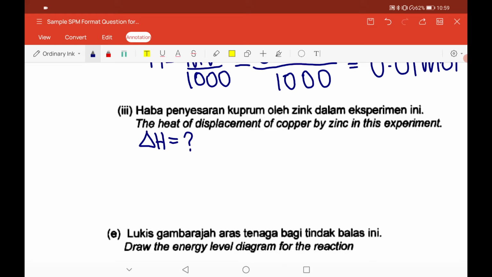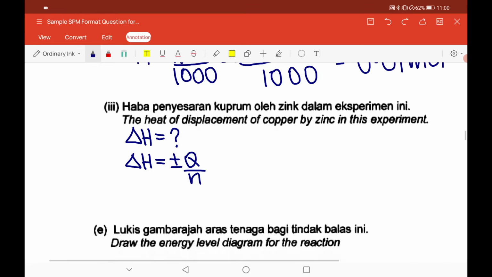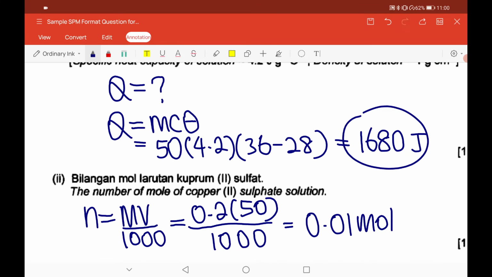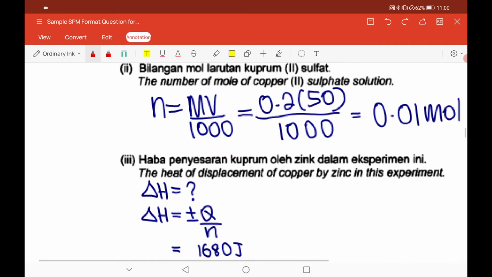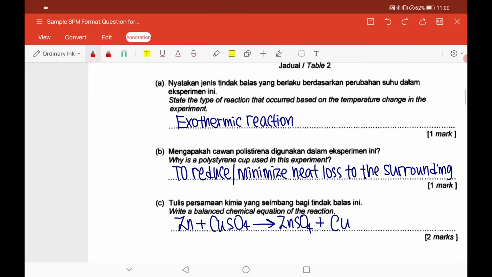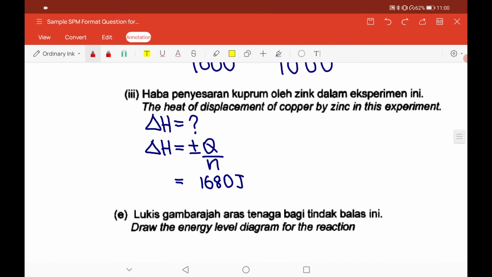To find delta H, the formula must be plus minus Q over n. Now, do we know the Q? Yes, we found it just now. The Q is 1680 joule. And not to forget about the plus minus. Plus minus depends on endo or exo. This reaction just now, we answered that it is exo. Exo is negative, so we should put a negative here.